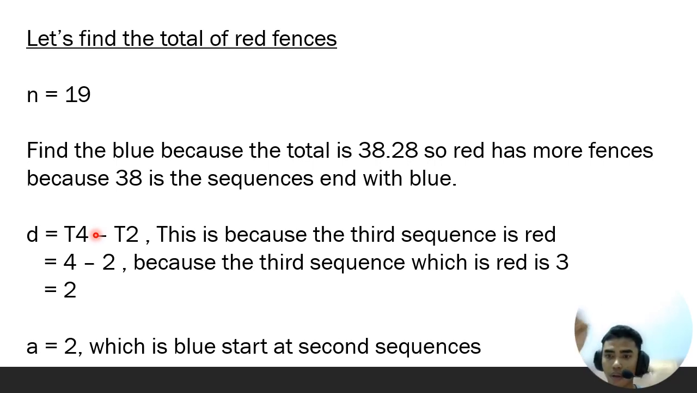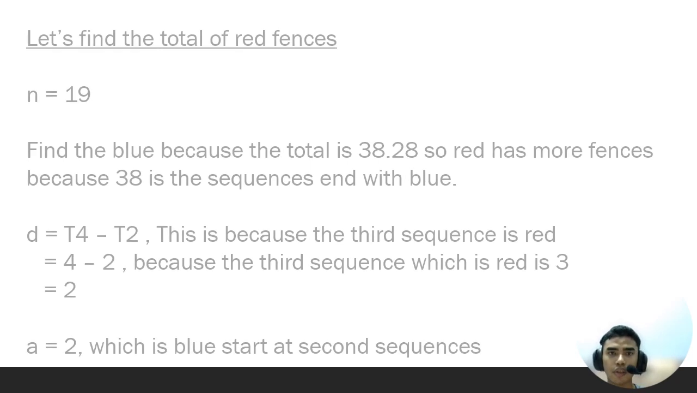After that, we can take all the fences minus the blue. So T4 minus T2 for the blue first, because the third sequence is red, which is 3. And 4 minus 2 gives 2, that is d, the common difference of the blue fences is 2. So a equals 2, because blue starts at the second sequence, which is 2.